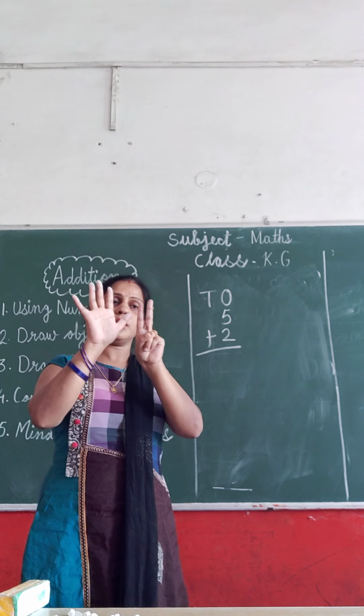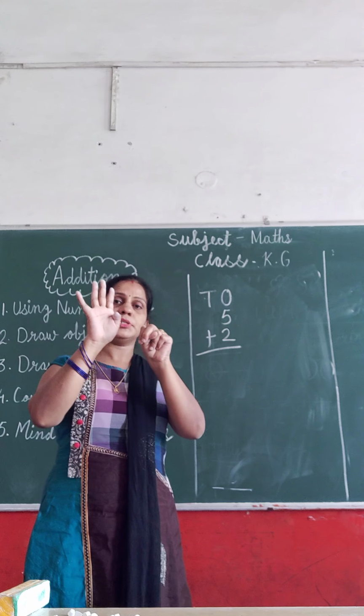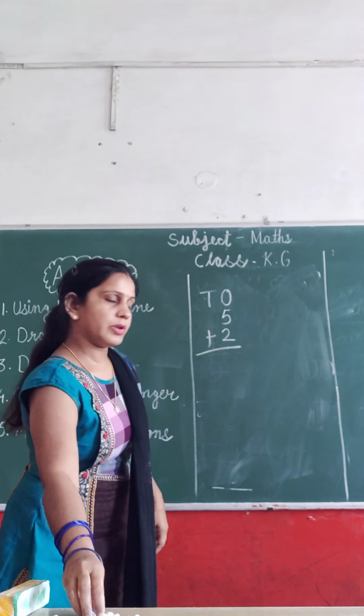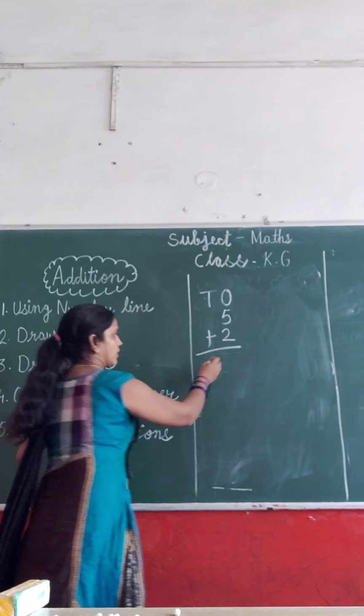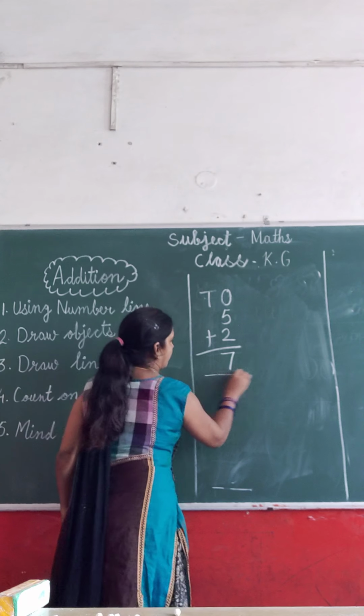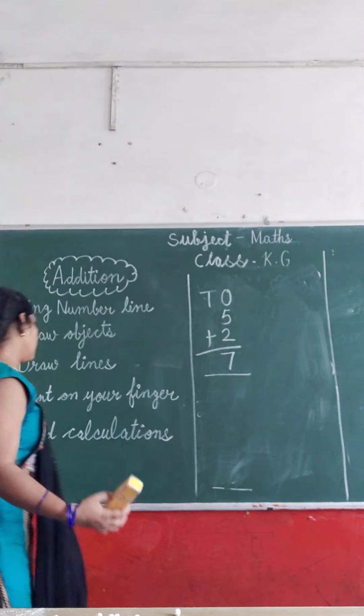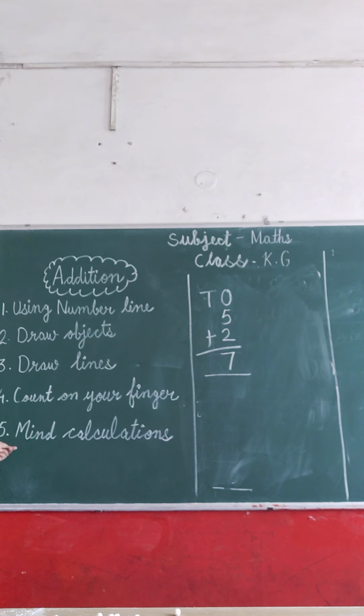How many fingers are? 1, 2, 3, 4, 5, 6, 7. How many fingers? 7. Okay? Now we will do last method, mind calculation.